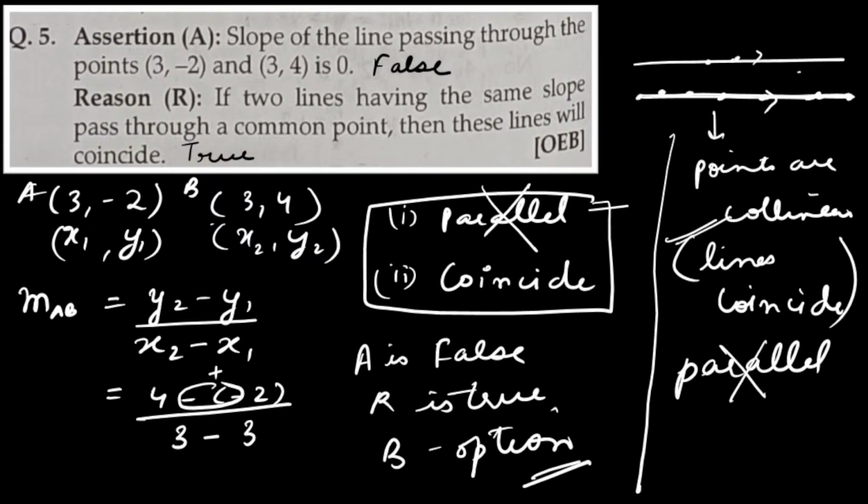So for lines which have the same slope, only two possibilities are there. Either the lines are parallel or they coincide. Here they are telling that the lines have a common point also. If they have a common point, they can't be parallel lines, so they should be coinciding lines only. So is it clear?